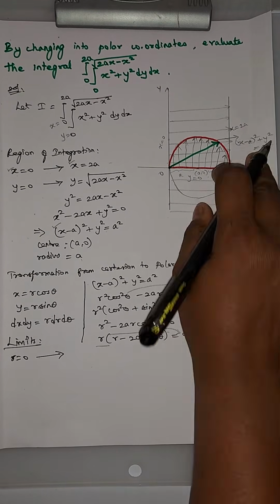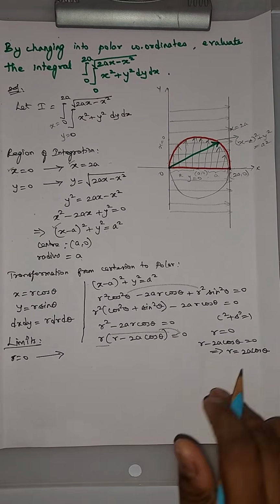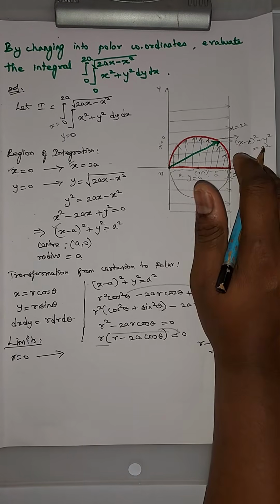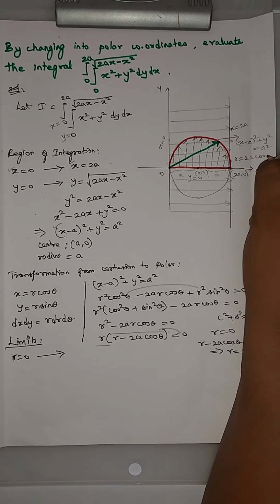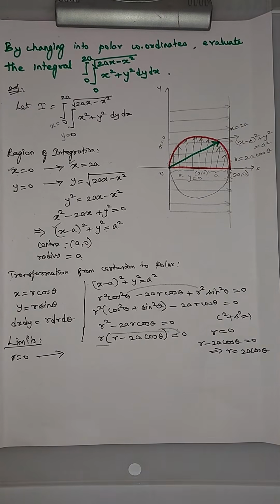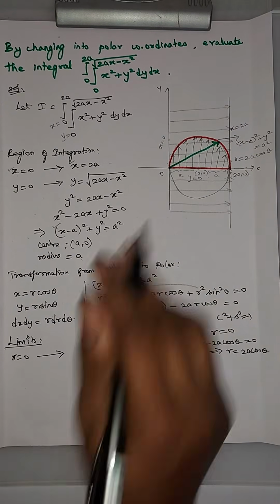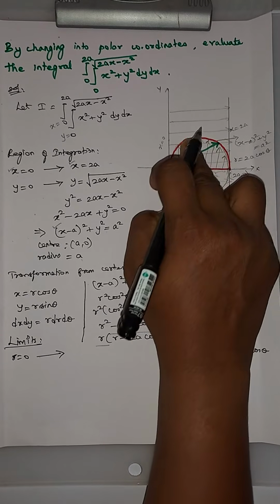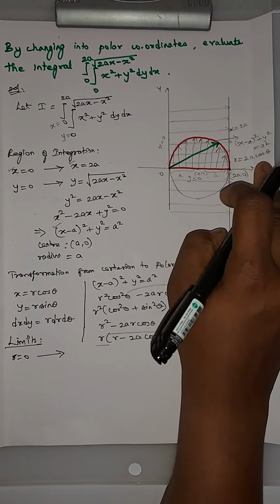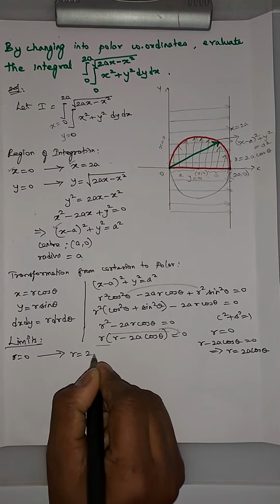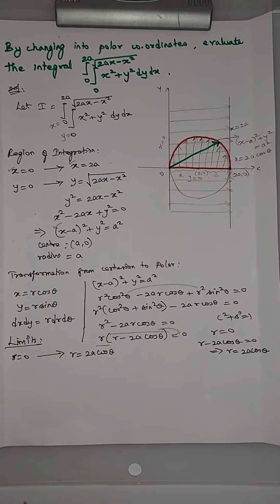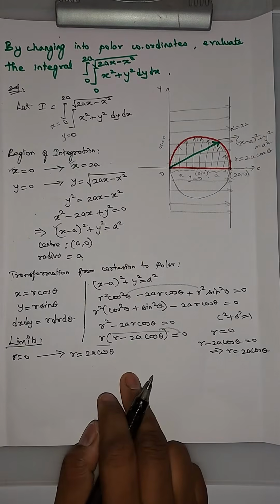So the equation of this circle in polar becomes r is equal to 2a cos theta. So r varies from 0 to the curve, and the equation of this curve in polar is r is equal to 2a cos theta. Right. So the limit of r is over.